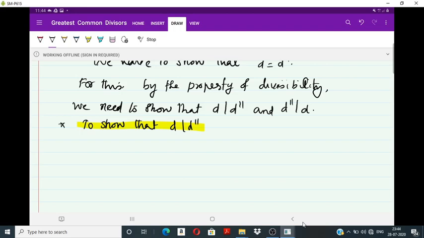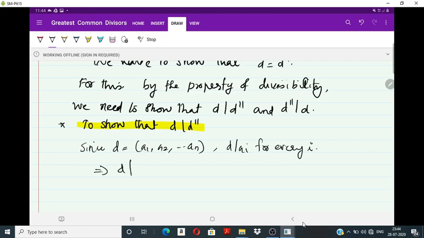Okay, then first we show that D divides D double dash. For that we know that since D is equal to GCD of a1, a2, etc. an, we have D divides ai for every i. That we know. So this implies D divides D dash, where D dash is the GCD of a1, a2, etc. an minus 1. Since D divides a1, D divides a2, etc. D divides an minus 1, we can say that D is a common divisor of a1, a2, etc.